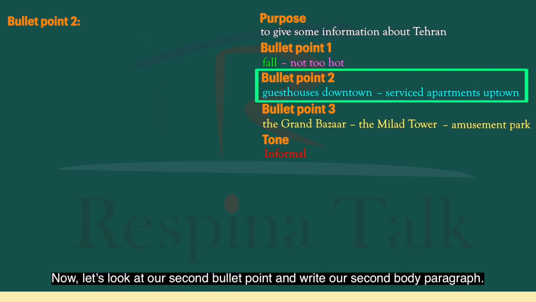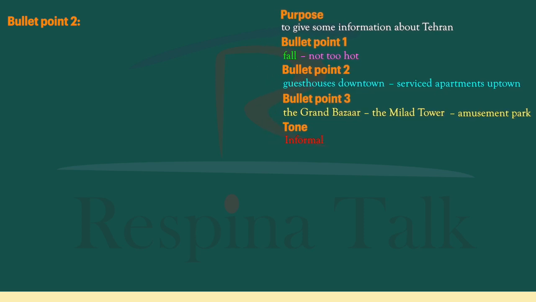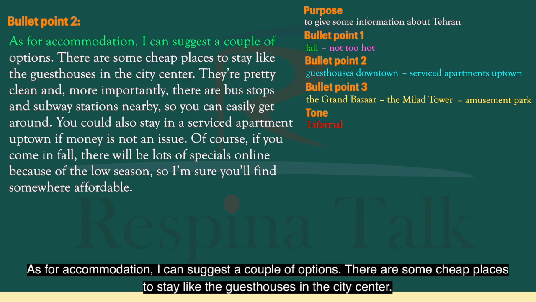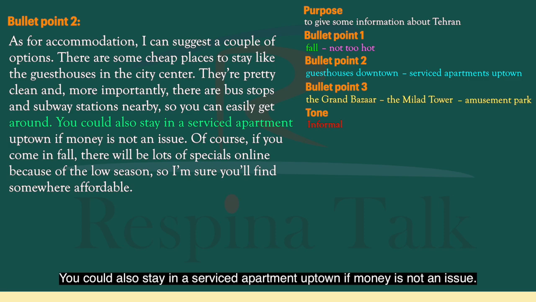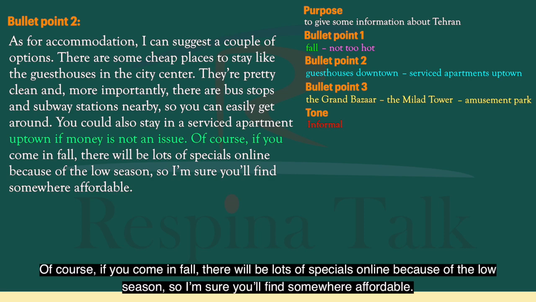Now let's look at our second bullet point and write our second body paragraph. As for accommodation, I can suggest a couple of options. There are some cheap places to stay, like the guest houses in the city center. They're pretty clean, and more importantly, there are bus stops and subway stations nearby, so you can easily get around. You could also stay in a serviced apartment uptown if money is not an issue. Of course, if you come in fall, there will be lots of specials online because of the low season, so I'm sure you'll find somewhere affordable.